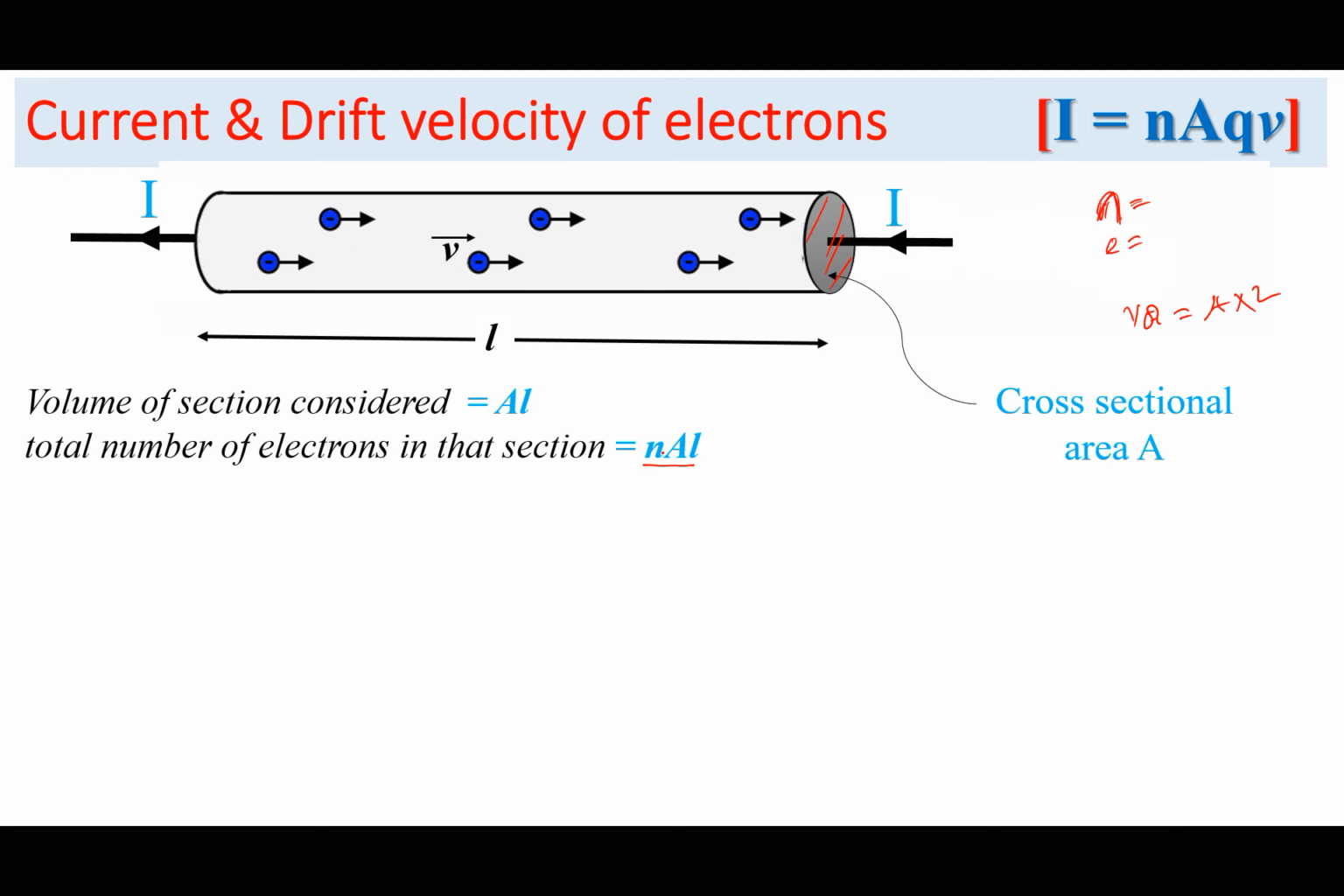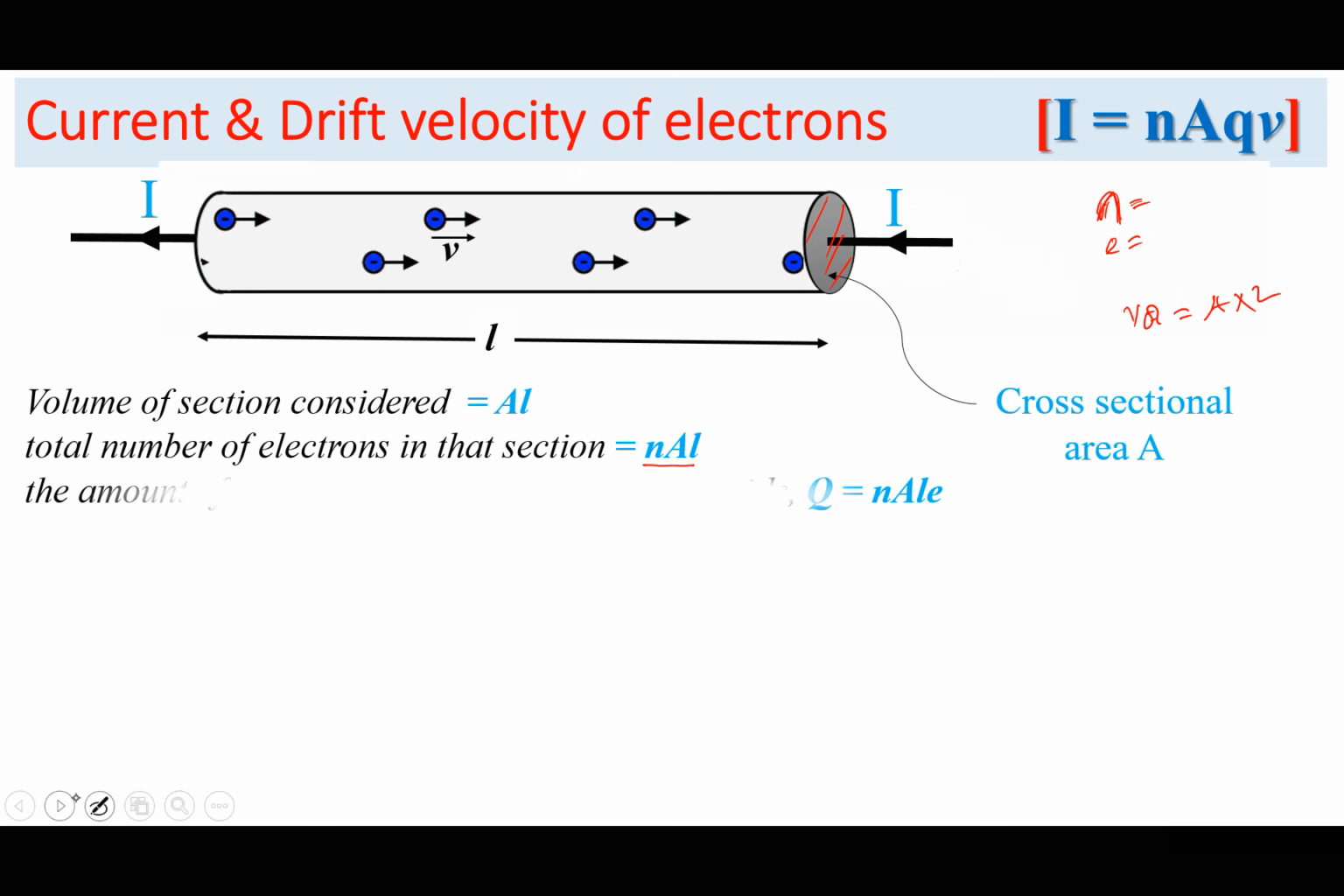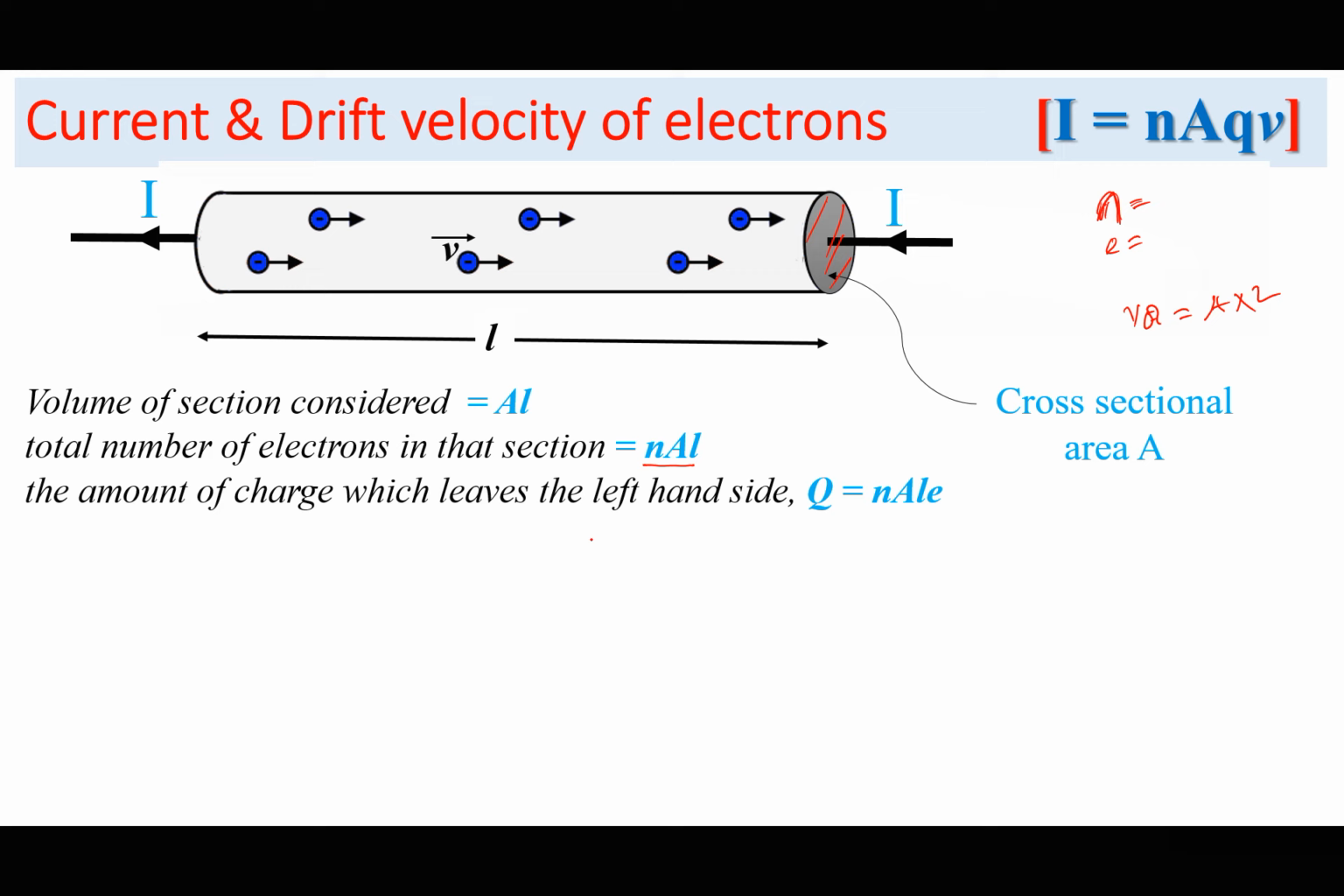Then you also remember each charge carrier has a charge E, but the number of electrons in the whole section is NAL. If each charge carrier has a charge E, that means the total charge is going to be E times the number of the charge carriers. Therefore, the amount of charge which leaves the left-hand side, for example, to the right-hand side is going to be NAL, which is the total number of electrons, times E, where E is the charge of each charge carrier or the charge of each electron.